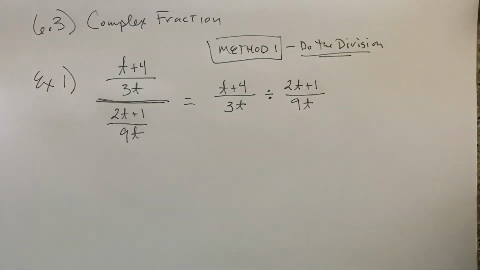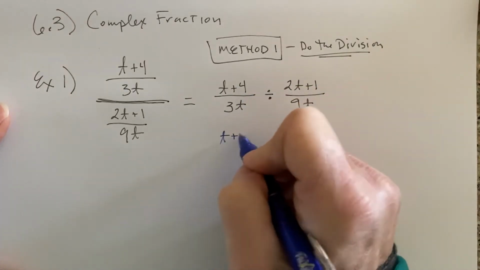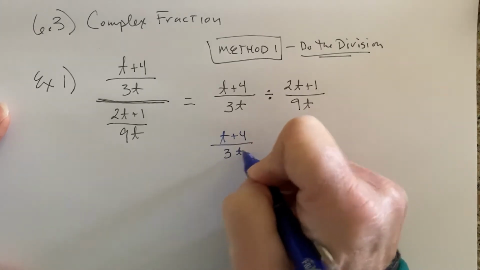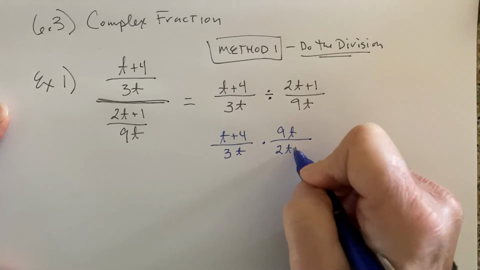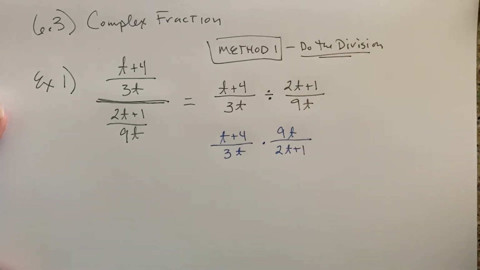Okay, we did those in section 1. We're going to multiply by the reciprocal. So this one stays the same, times 9t over 2t plus 1.